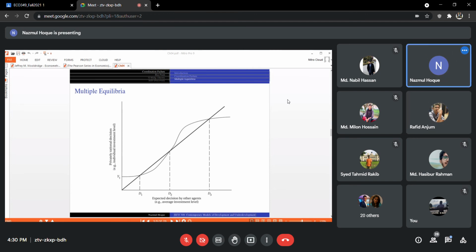D2 is not a stable equilibrium. It's because if we move slightly to the right because of some shock, or slightly to the left because of some shock, then the economy will no longer come back to D2. The economy will go to D1 if we move slightly to the left, and if we move slightly to the right, the economy will go to D3. That's why D2 is not a stable equilibrium.